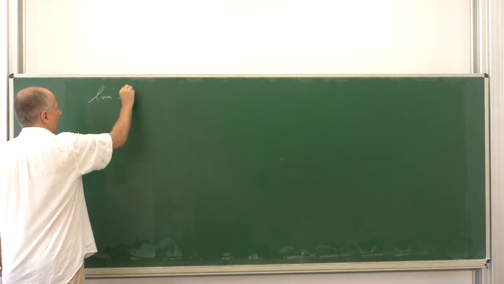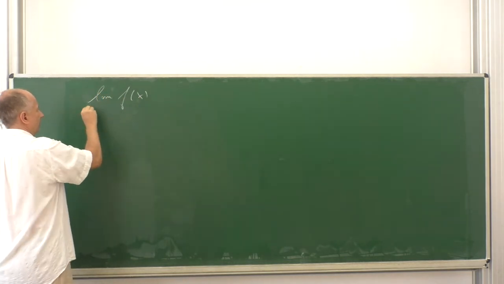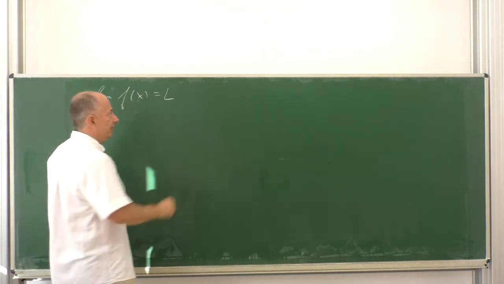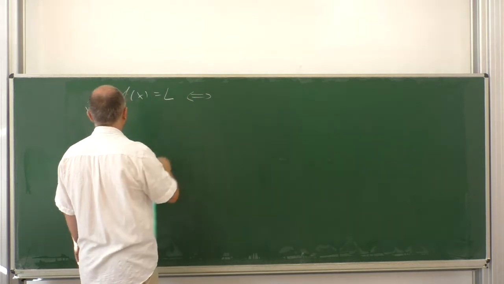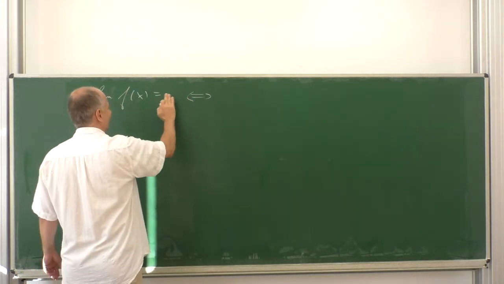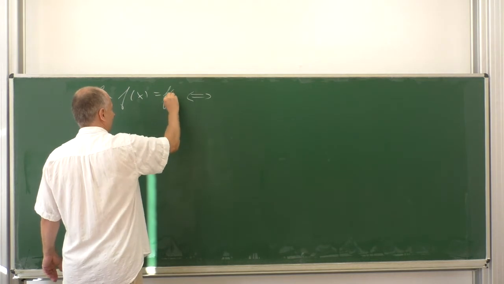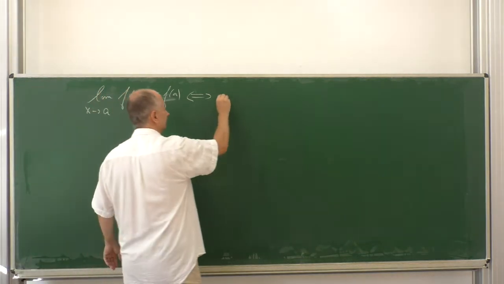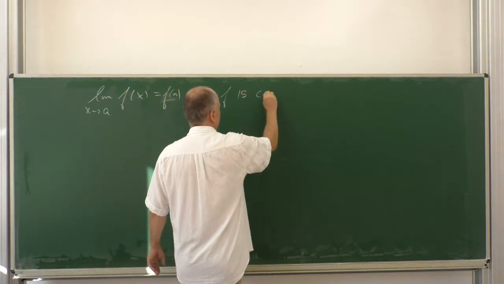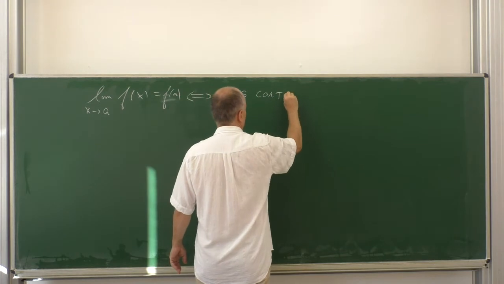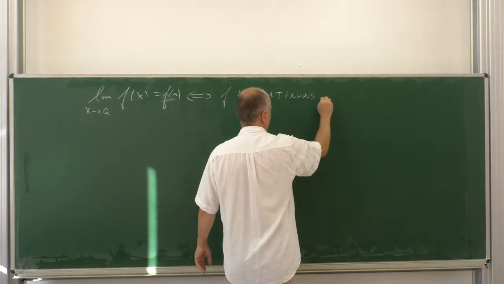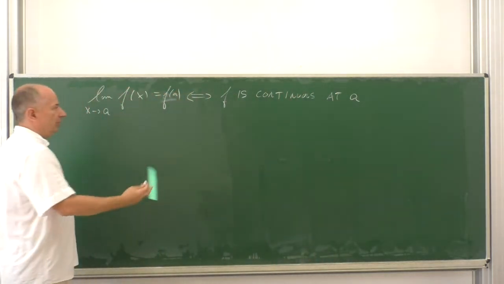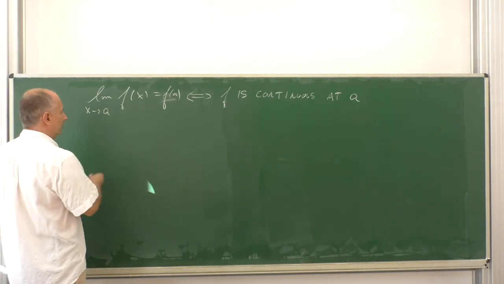The limit of a function for x approaching a is equal to L, which is equal to f of a, if and only if the function is continuous at a. This can be illustrated by any continuous function.